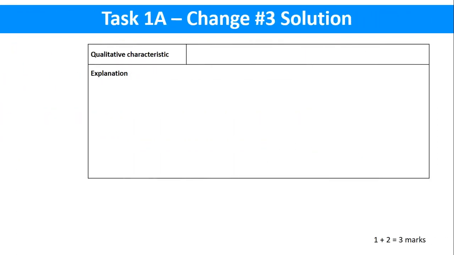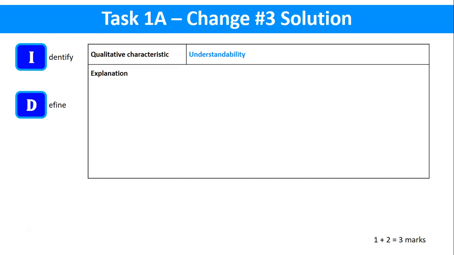So now we need to formulate an answer for 3 marks. The first thing we're going to do is identify. So in this case, we'll identify the qualitative characteristic of understandability. We'll now define it. So in this case, just give a summary of the definition. The information in financial reports must be presented so that users can comprehend its meaning easily.